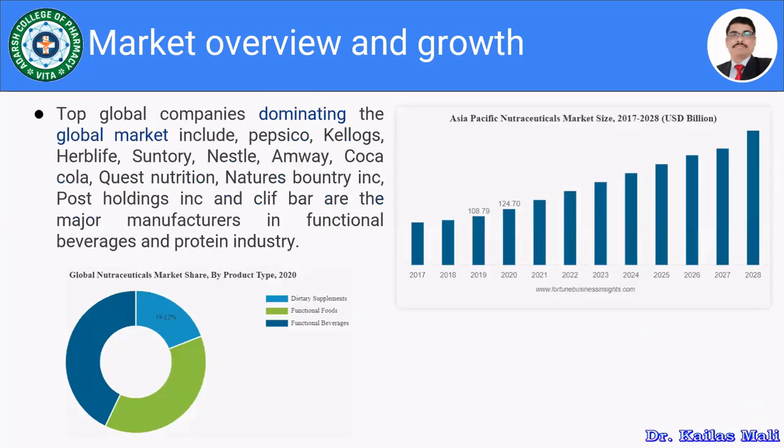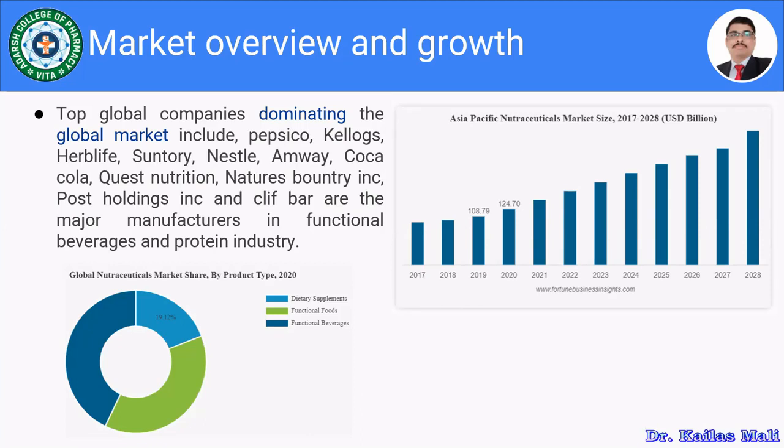Furthermore, if you look at the global market, there are so many companies who are leaders in the nutraceutical field. For example, PepsiCo, Kellogg's, Herbalife, Centro, Nestle, Amway, Coca-Cola, Quest Nutrition, Nature's Bounty Inc., then Post Holdings, then Clif Bar. These are certain manufacturers in functional beverages and the protein industry. Maybe protein is a part of nutrition, right?